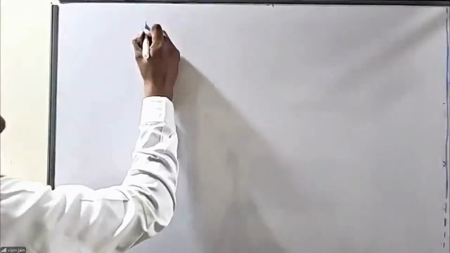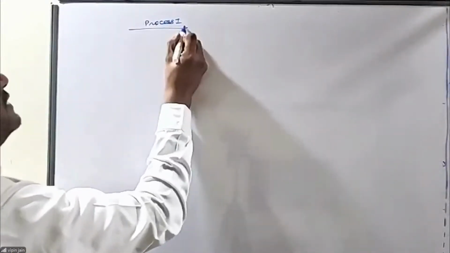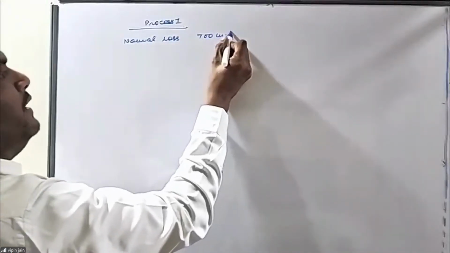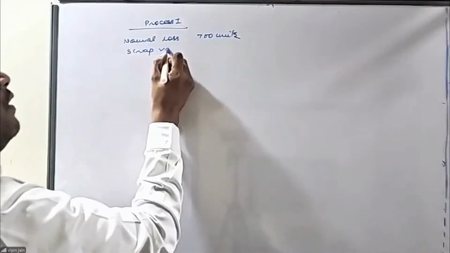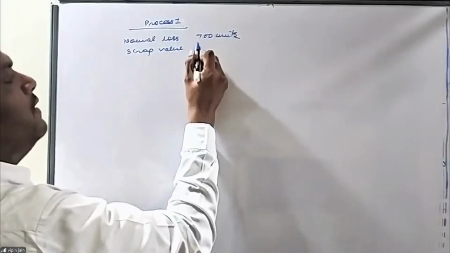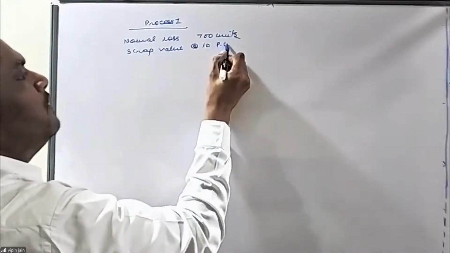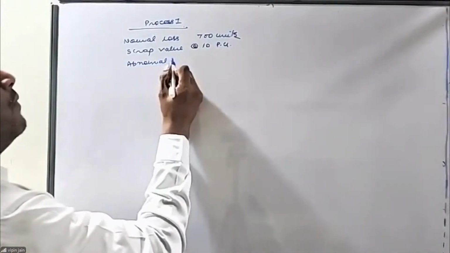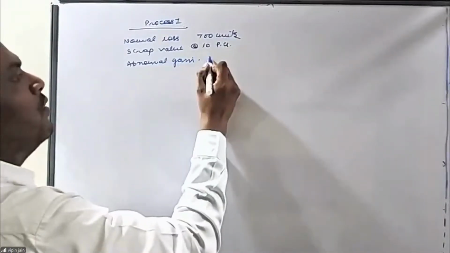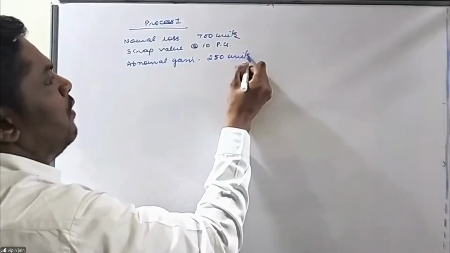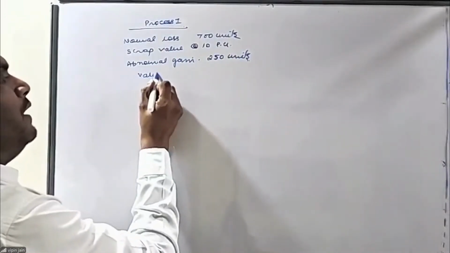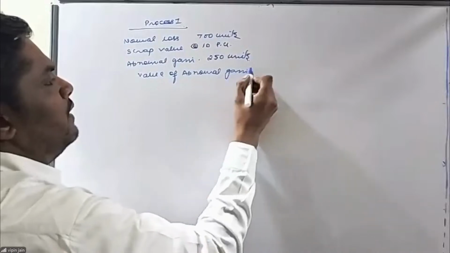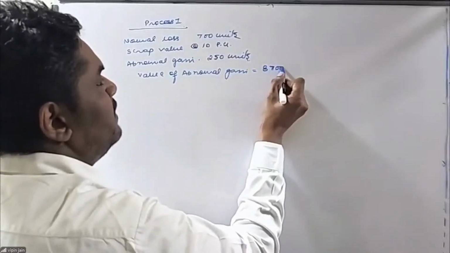So let's say the following are the extracts of process first, wherein normal loss is 700 units, scrap value is, let's say, at the rate 10 per unit, abnormal gain is 250 units, and the value of abnormal gain is, let's say, 8,700 rupees.